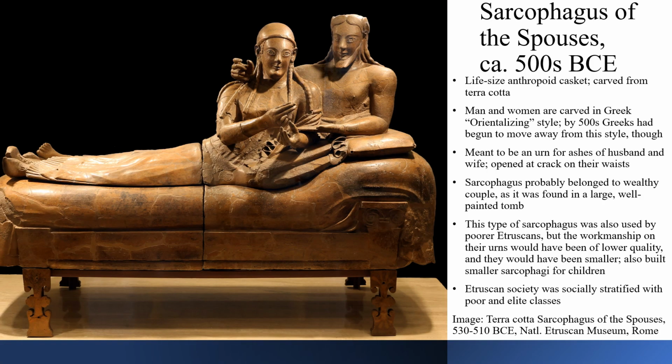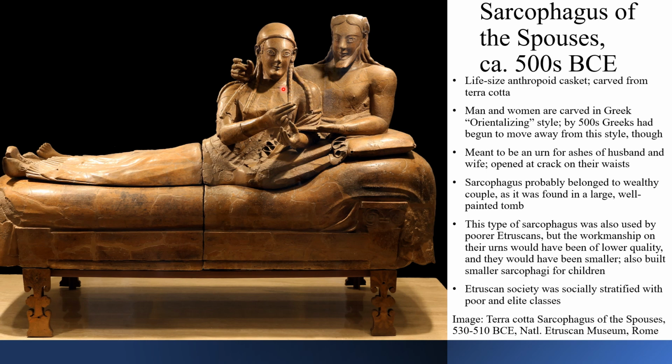Here, we'll talk about the sarcophagus of the spouses from about the 500s BCE. This is probably the most well-known Etruscan funerary object, possibly the most well-known Etruscan artifact. It's a life-sized anthropoid casket made from terracotta. It features a man and woman carved in the Greek Orientalizing style. If you look at the facial features and the hairstyles of the male and female subject of this piece, they're very much done in the Orientalizing style. And this piece, remember, is from the 500s BCE. By the 500s BCE, the Greeks had begun to move away from the Orientalizing style. As I said, it takes time for styles to pass from Greece to the Etruscans.